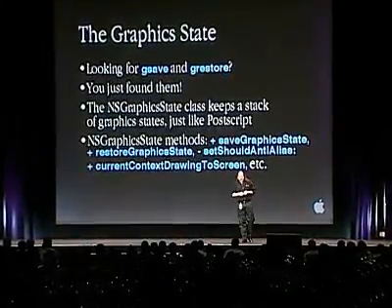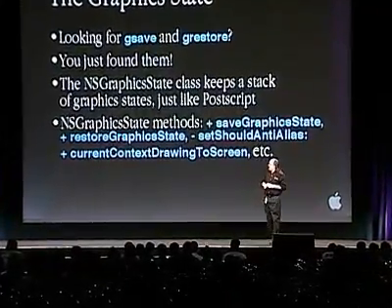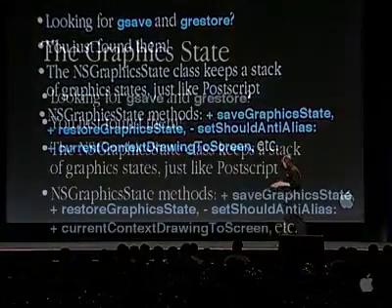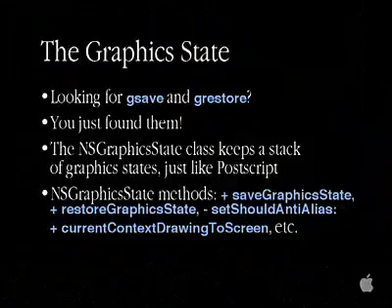Which brings me to the graphics state. So if you're an old PostScript hacker, if you're looking for gsave and grestore, this is where they are. They're in save graphics state and restore graphics state. We can turn off the anti-aliasing if you don't need it for your particular rendering situation. And you can test for whether you're drawing to the screen and so on. I urge you to read the documentation in the graphics state class. It can be convenient for you.